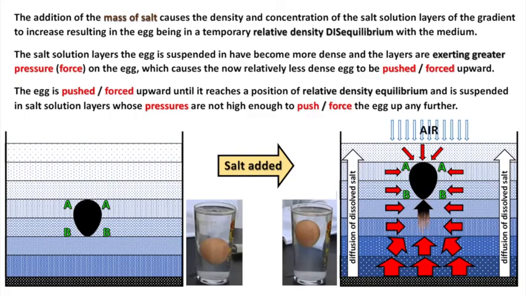The addition of the mass of salt causes the density and concentration of the salt solution layers of the gradient to increase, resulting in the egg being in a temporary relative density disequilibrium with the medium. The salt solution layers the egg is suspended in have become more dense, and the layers are exerting greater pressure, force, on the egg, which causes the now relatively less dense egg to be pushed, forced upward. The egg is pushed, forced upward, until it reaches a position of relative density equilibrium and is suspended in salt solution layers whose pressures are not high enough to force the egg up any further.